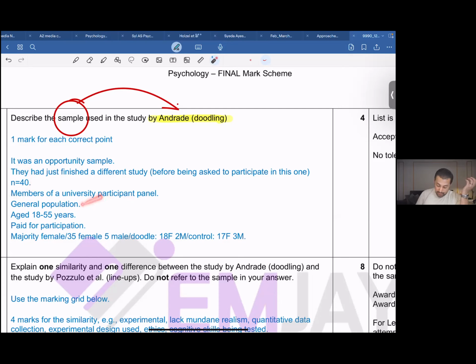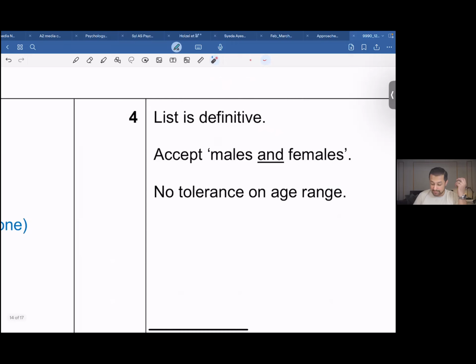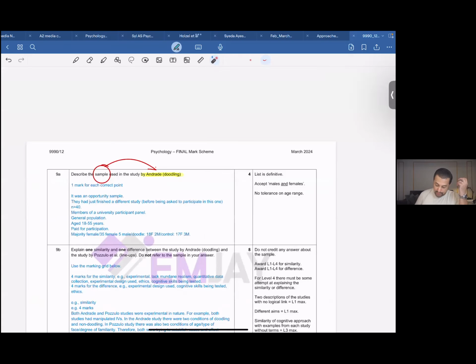So let's have a look at the guidelines provided to the paper checkers. This list is definitive except males and females. No tolerance on age range. So there are students who would be like, oh sir, what if, if you're talking about numbers, quantitative data, at times what happens is, if you're having a look at the mean or the standard deviation, you'd come across data in points. You could round that off, but at the same time, you need to be careful not to mess up the numbers. Rounding off is okay, right?